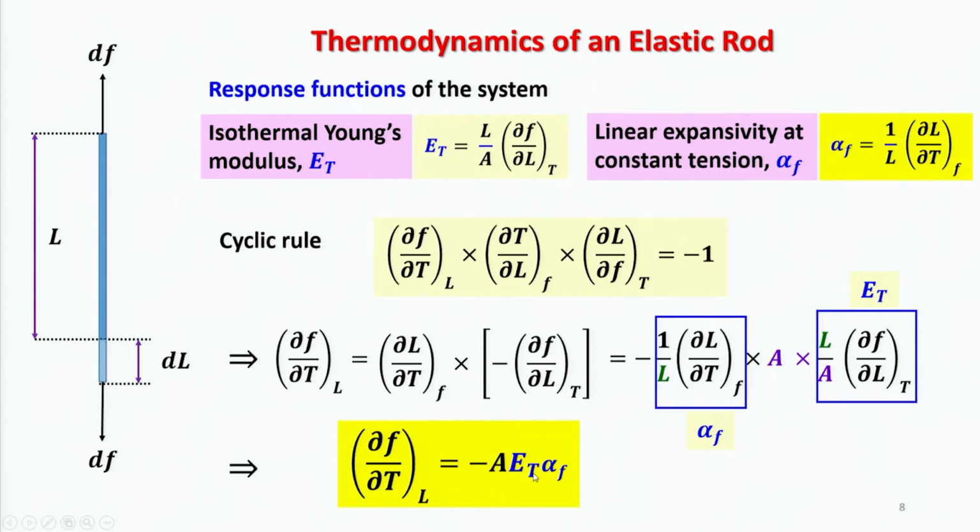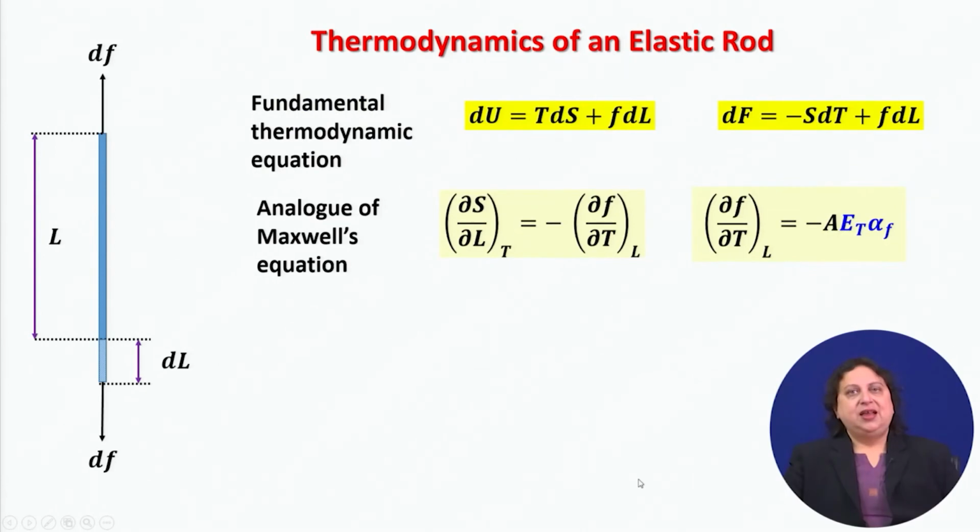Once again, that is another property that can be measured in the laboratory. So, what have we learned from this exercise? From this exercise, we found that there is an analog of Maxwell's equation, which tells me that I can find out the change in entropy with respect to the change in the length of the elastic rod under isothermal condition. And I then find that the partial derivative of del f del T at constant L, which determines this change in entropy, is related to some measurable thermodynamic properties of the elastic rod.